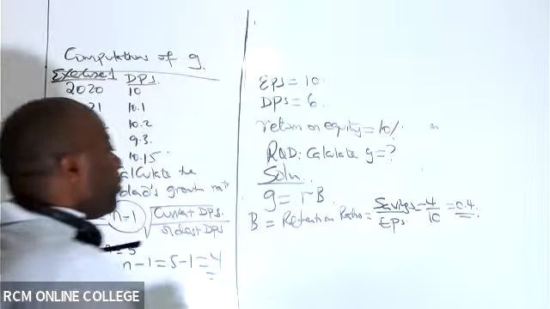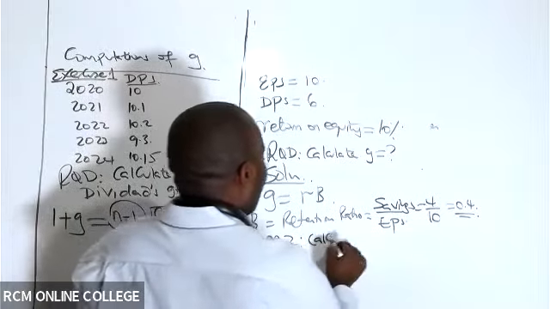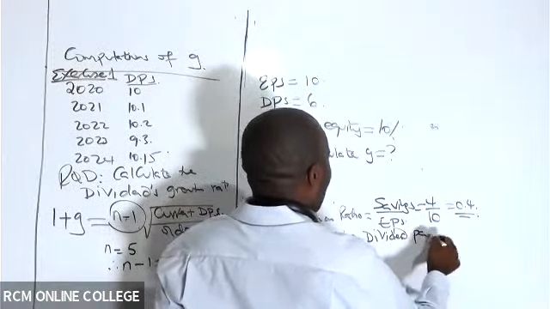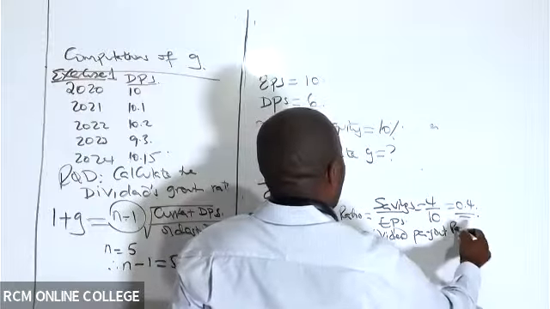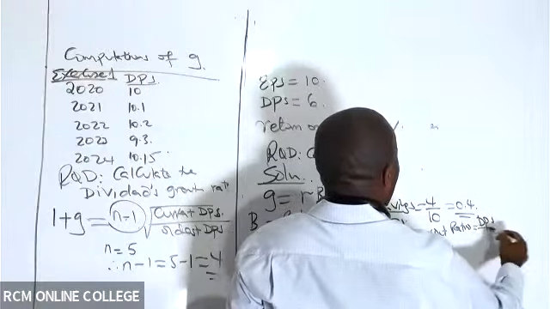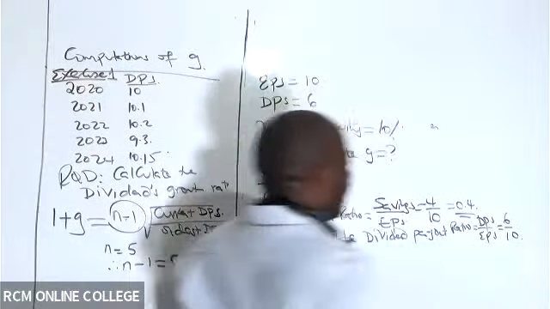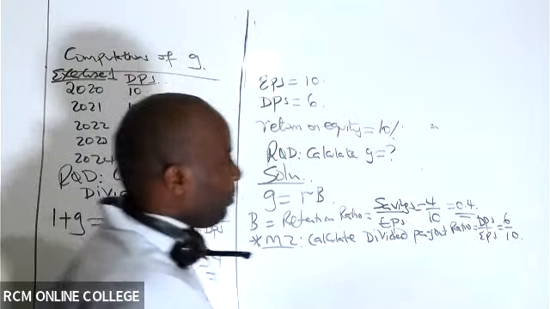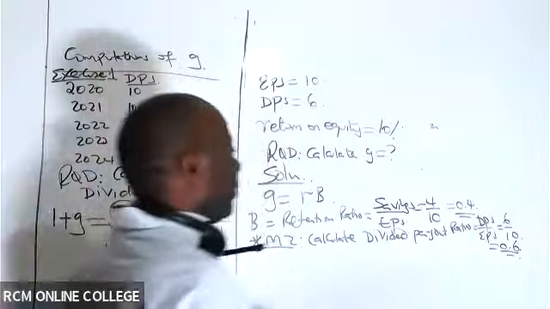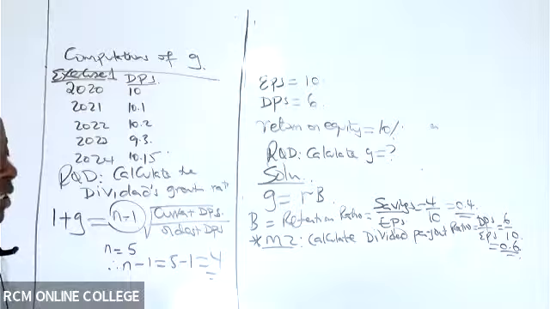Somebody may tell you method 2, that you first calculate the dividend payout ratio. How do we get the dividend payout ratio? We normally take DPS over EPS. So the DPS here is 6 over EPS of 10, which gives me 0.6. So the dividend payout ratio will be 0.6.